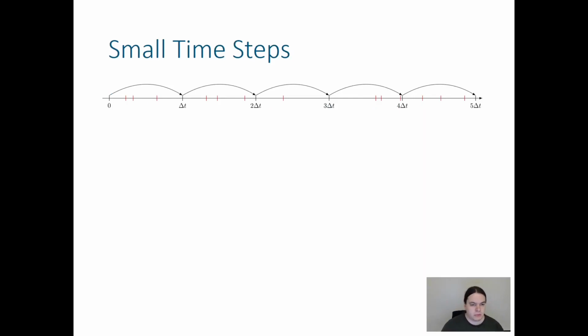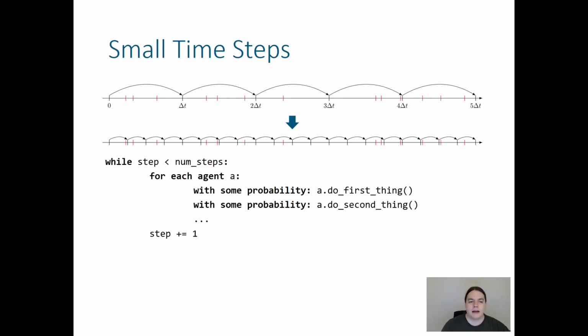So what can we do about this? One thing we might want to do is to reduce the size of the time step. That might look something like this, where I've just reduced the size of the time step by a factor of 4. How do we do this? Well, usually we have to reduce the probability with which the agent acts in each step appropriately.